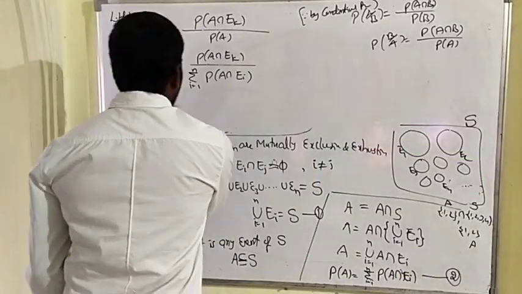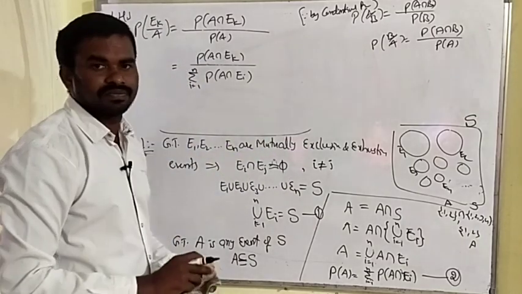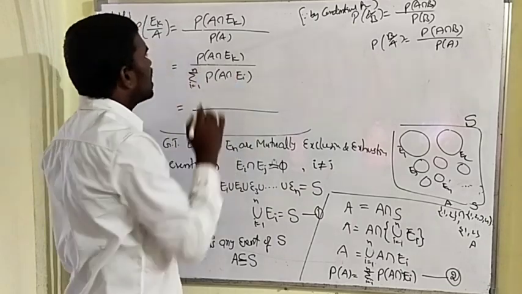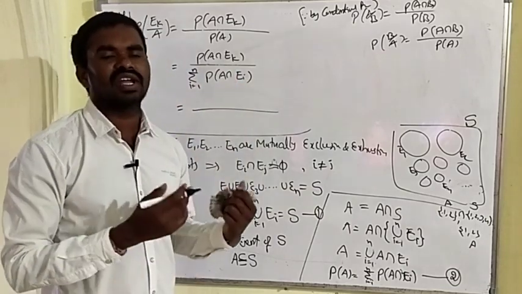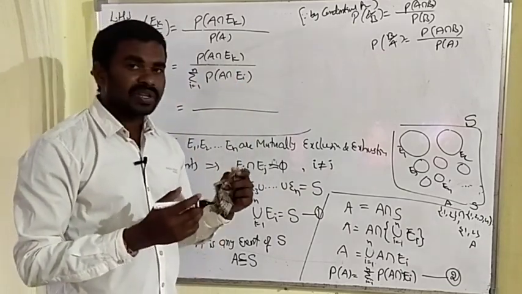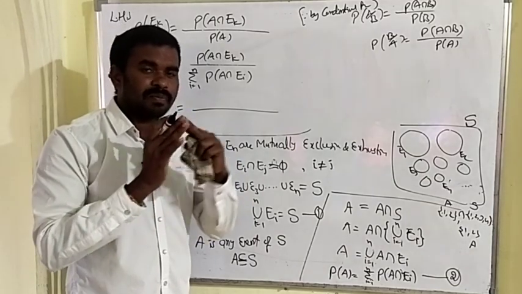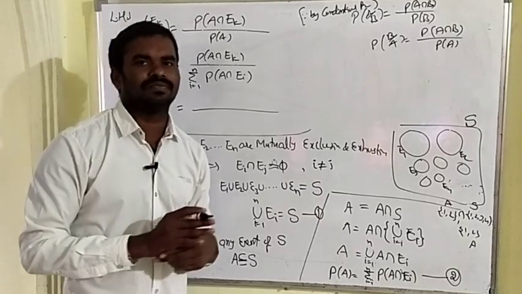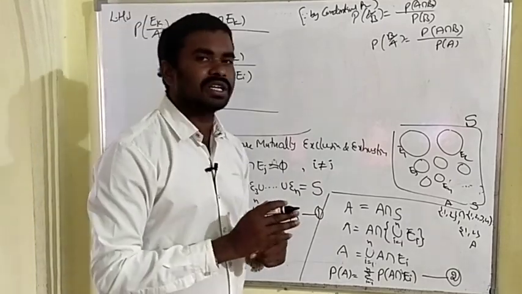Okay, with the next step we can complete the answer, but how to complete the answer? P of A intersection Ek means what we can write? Okay, so now we should remember the multiplication theorem. What is the multiplication probability theorem?